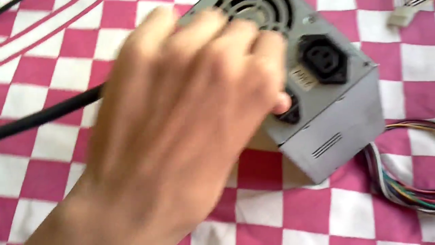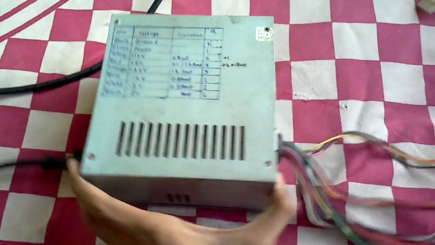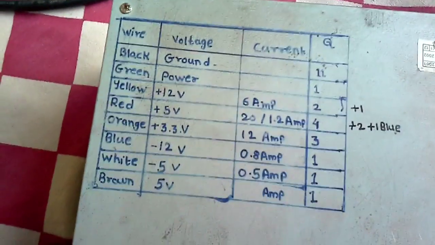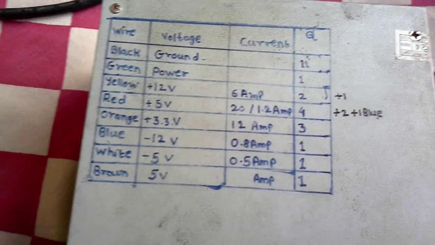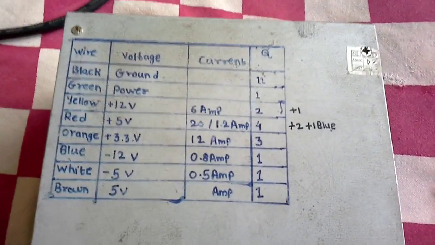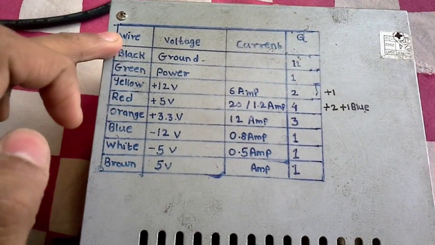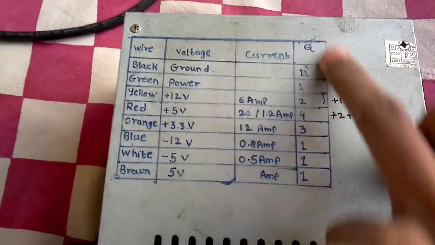So currently I am using this SMPS as my lab power supply. So basically I have 3.3 volt, 5 volt, 12 volt, and with large amount of amps. As you can see, here is the wire colors, voltage, current, and the quantities.